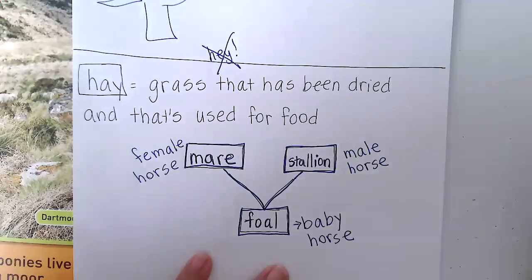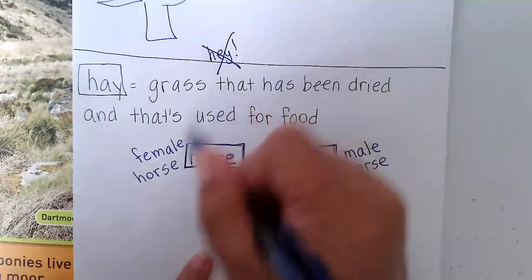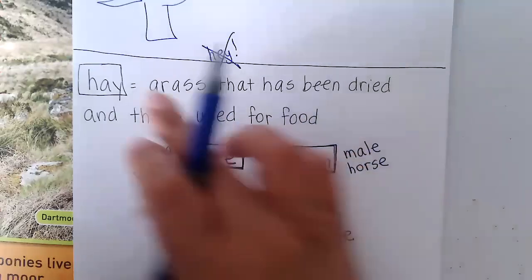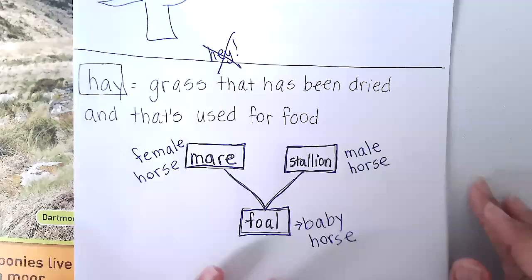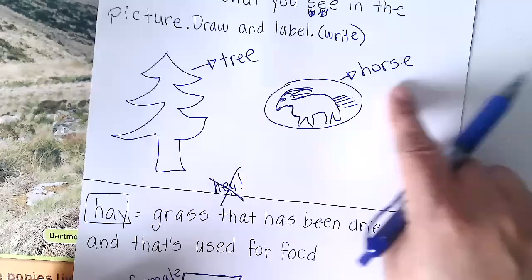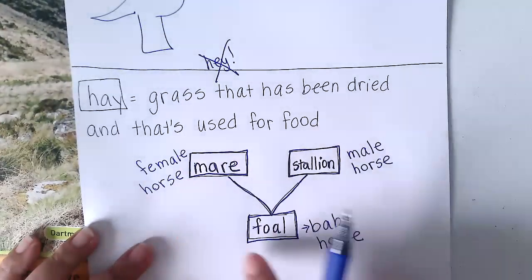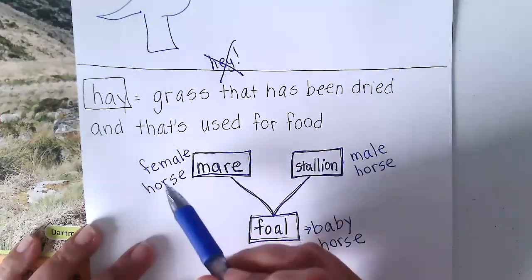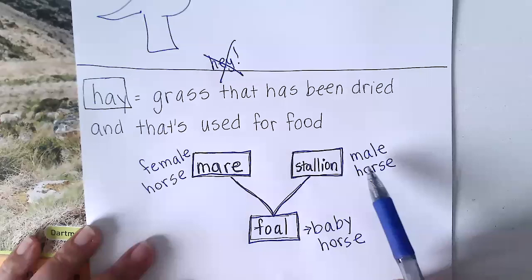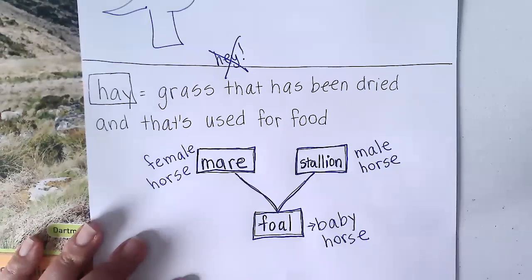Now don't confuse a foal with a pony. A pony is a little horse. It's a little horse, but not a baby horse, all right? So I want you to make sure you finish this little chart. You don't have to write this up here, but you should have your drawings with the labels, and you should have this information, okay? Including female horse, male horse, baby horse.